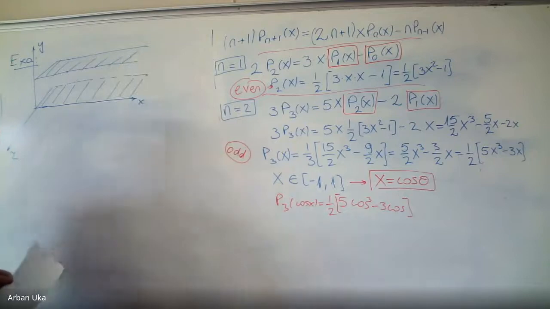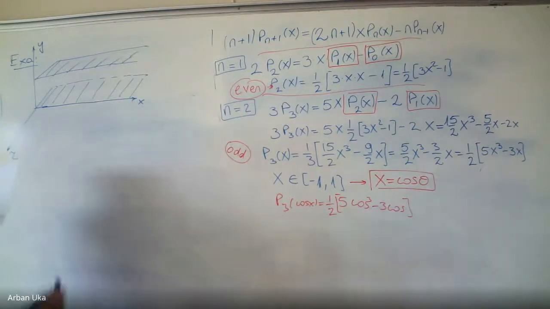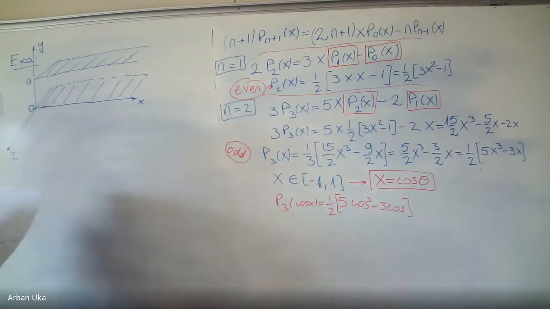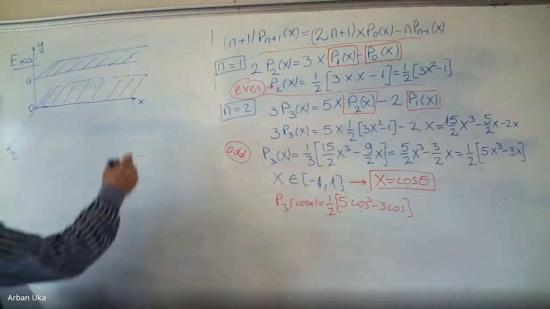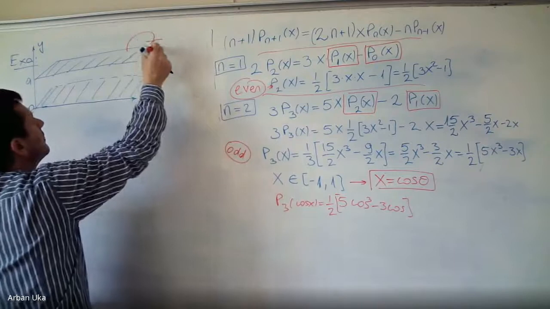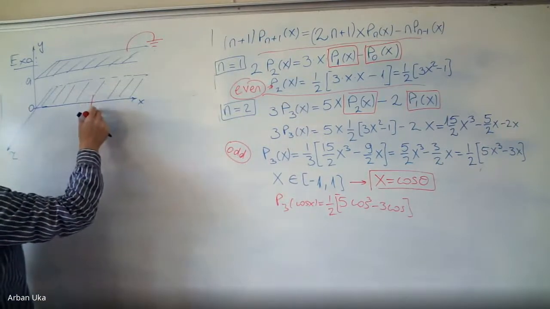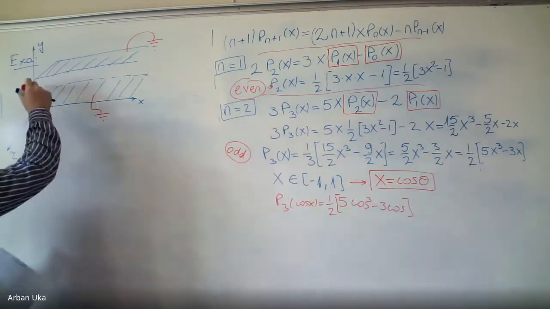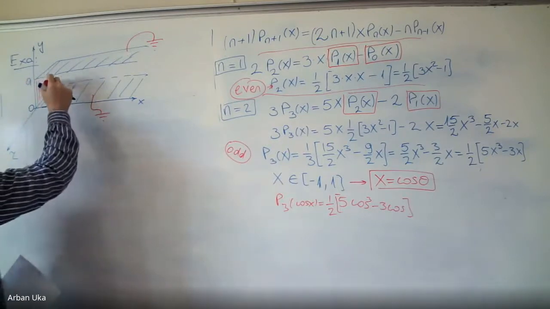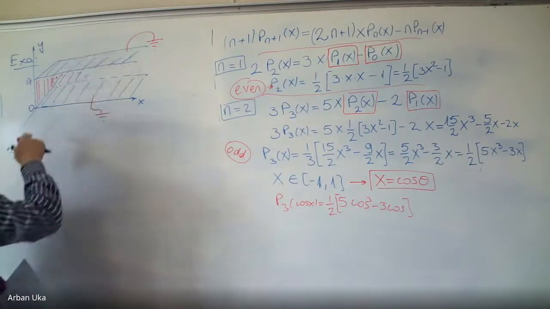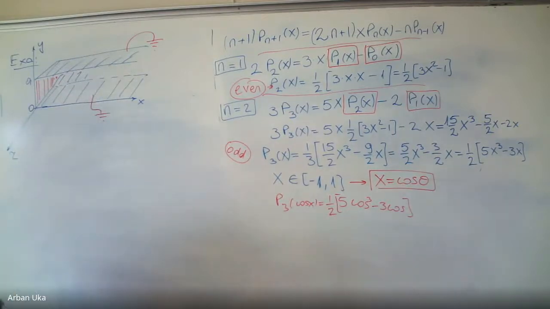So we have two conductive plates at a distance A. The first one is at point 0. The second one is at the distance A. And what we do to these is this. We ground these two together, and they are by a distance of A.